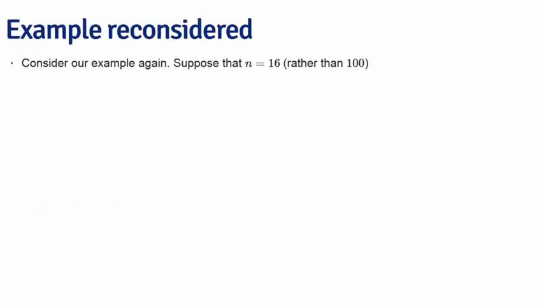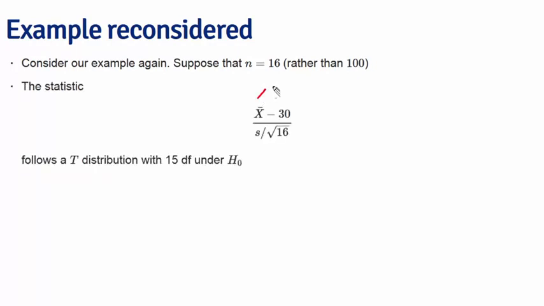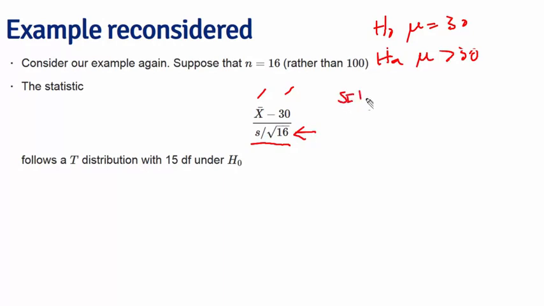So consider our example again. Suppose that n was 16 rather than 100. Then our test statistic remains the same. It's the sample mean minus the hypothesized mean, where remember we're testing H0: mu equal to 30 versus Ha: mu greater than 30. And then divided by the standard error of the mean, where we have square root 16 rather than square root 100, and recall s was 10.